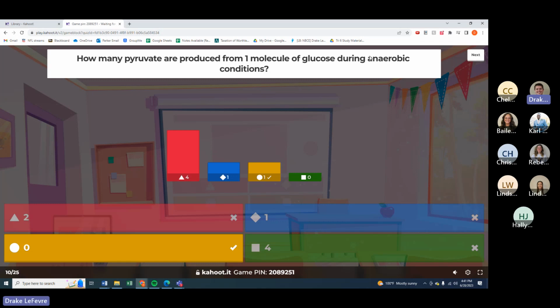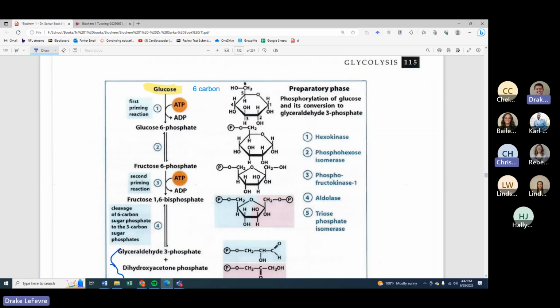So this is a sticky point. A lot of people get these definitions mixed up. Anaerobic means without oxygen. There's no oxygen present. Aerobic means that. Sorry. Go ahead, Christian. So there's no pyruvate created. The only time there's pyruvate is when it's going to like the Krebs cycle. Exactly. So let's do this.